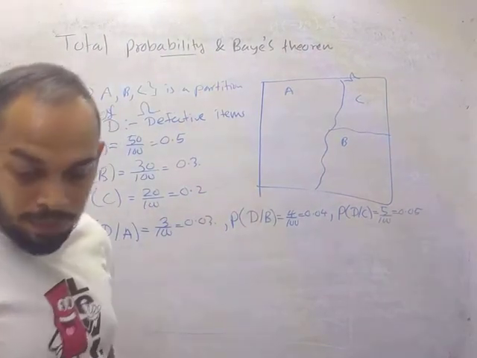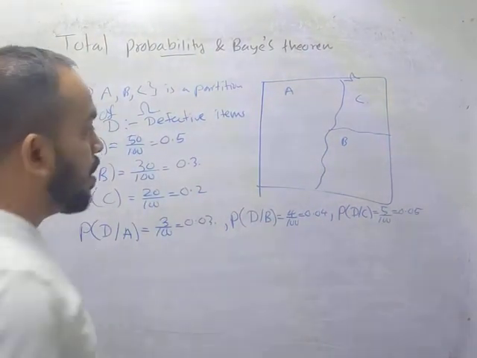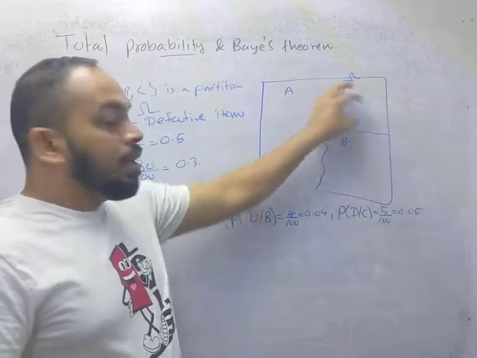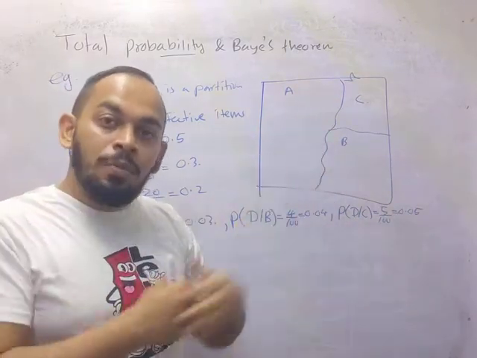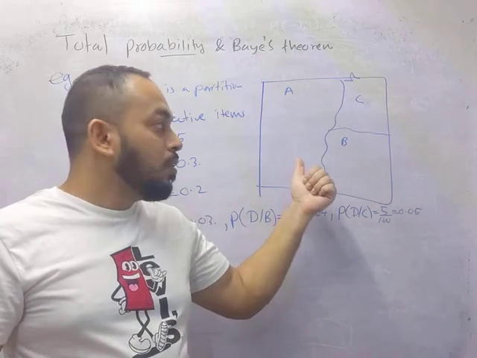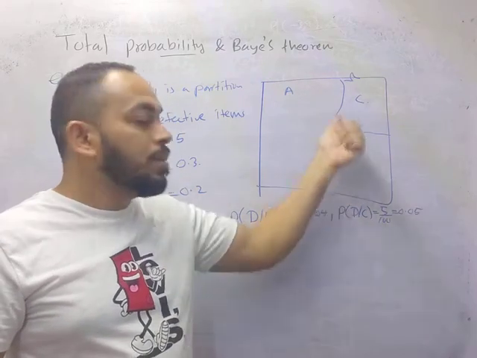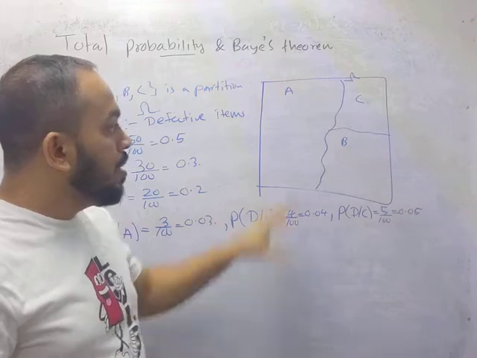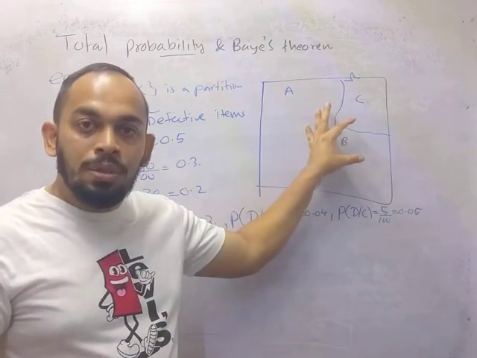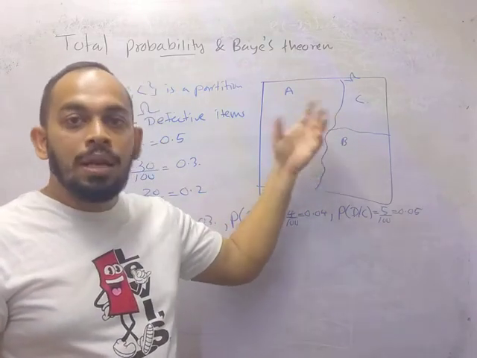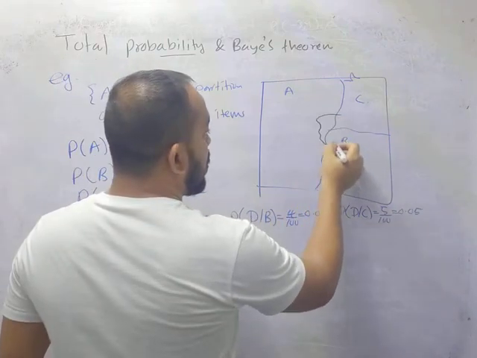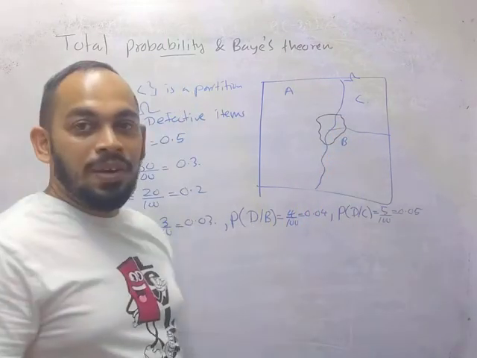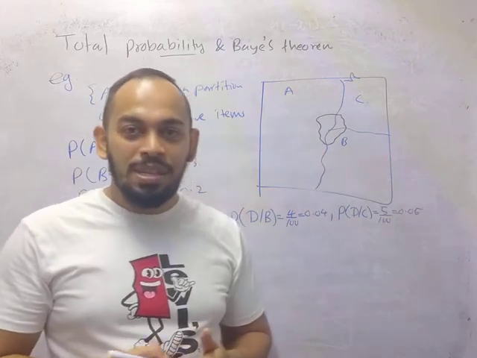Now we pick one item randomly. We don't know where we are going to pick that from. It could have been from machine A or machine B or machine C. We don't know, right? So in the total production, you would have defective items and good items. So suppose this is the region of all defective items. So make a sample space.